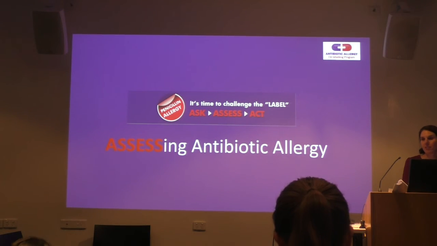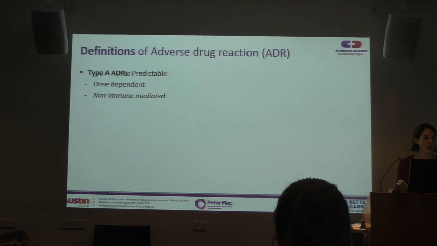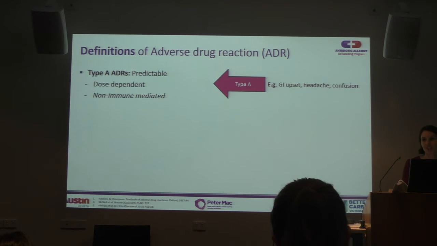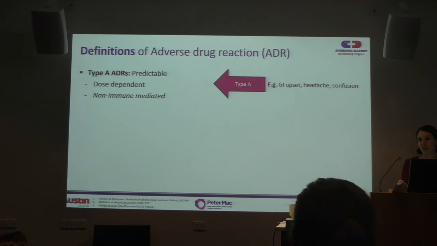So the next thing to think about is assessing the antibiotic allergy. I thought we'd just give you a quick recap on the difference between type A and type B ADRs. So our type A ADRs are essentially side effects. They're predictable, they're dose dependent, and they don't involve the immune system. Common examples include GI upset, headache, and confusion.